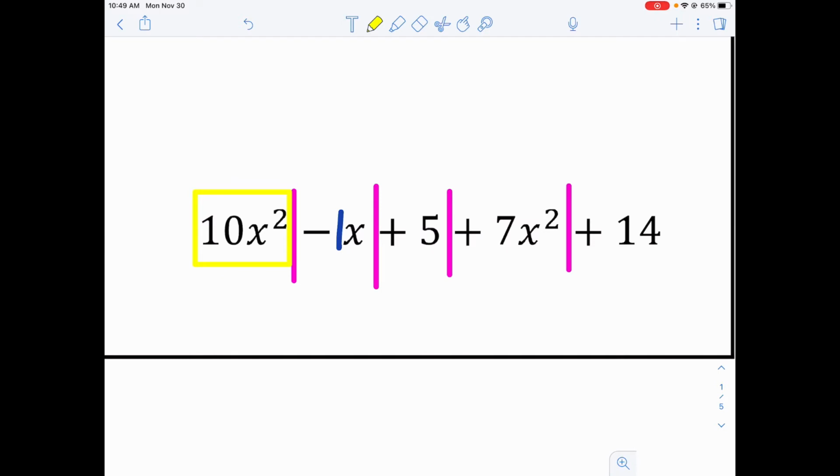Our next one is plus 7x squared. I see that it has the same variable. That variable has the same exponent, so I'm going to go ahead and put a box around positive 7x squared because it has the same variable and the same exponent. Looking at positive 14, there is no variable, which makes it a constant, and it is not a like term.